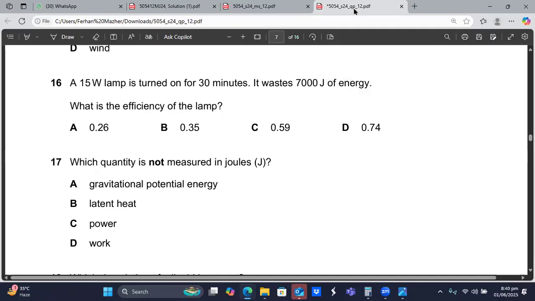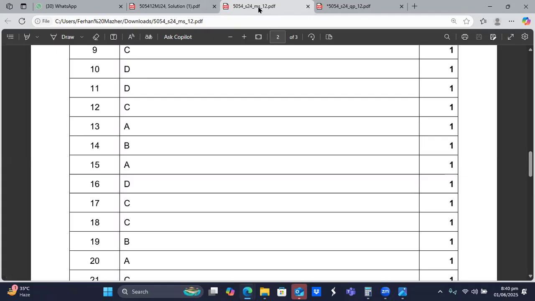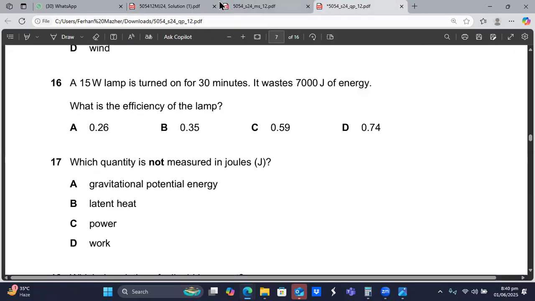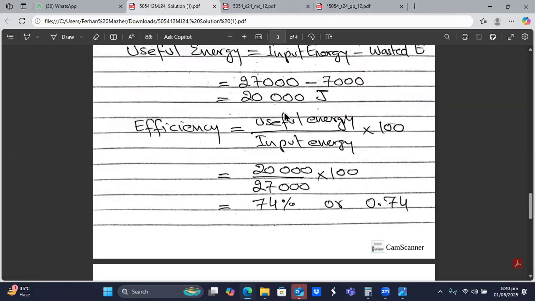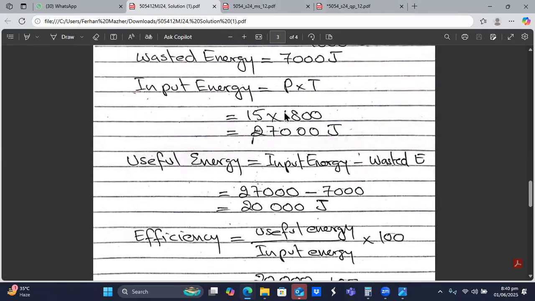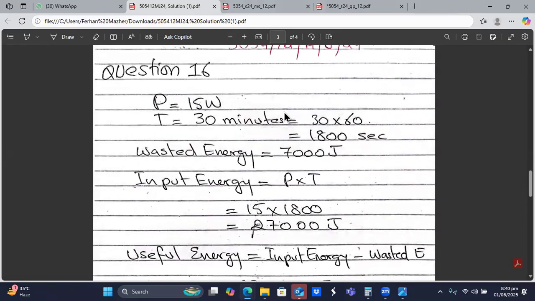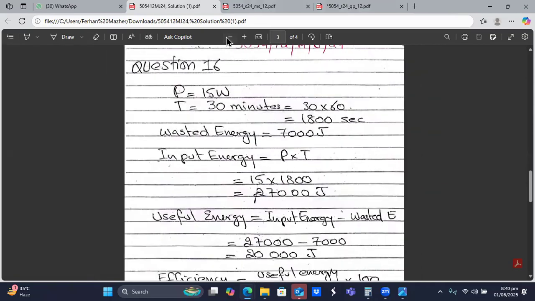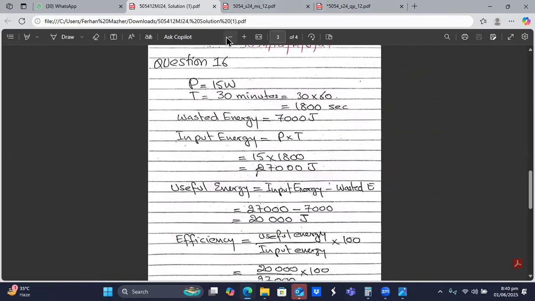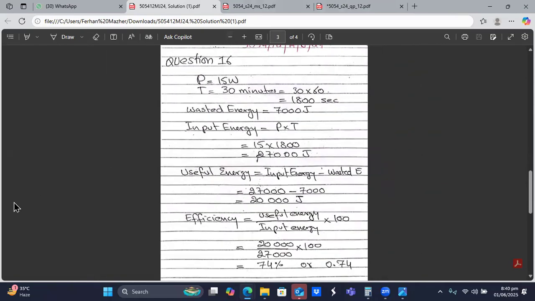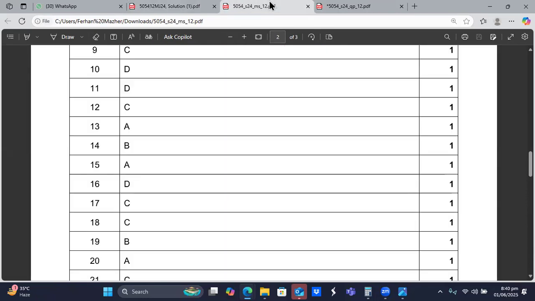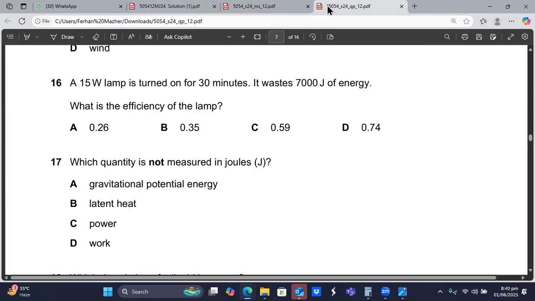The efficiency is 0.74. So I think D is the option, sir. Question number 16, D is the right option. So let me show you that solution once again. Let me reduce the size so you can see the whole question together. Okay, so this is how this numerical has been done. I hope you understand this.